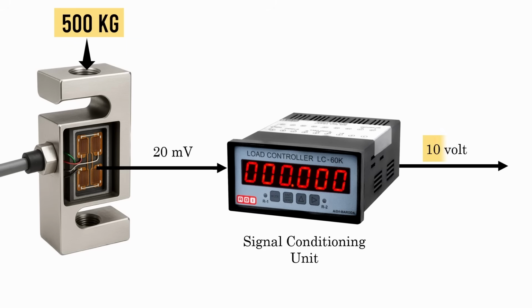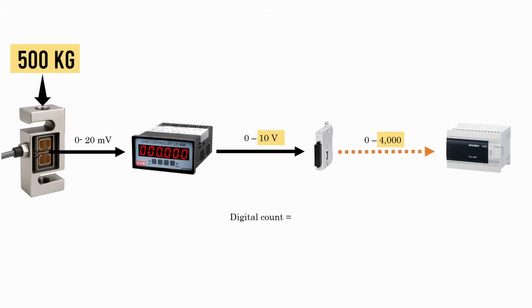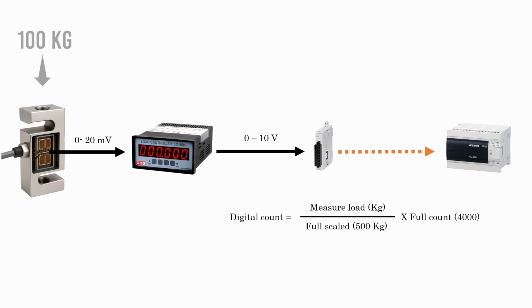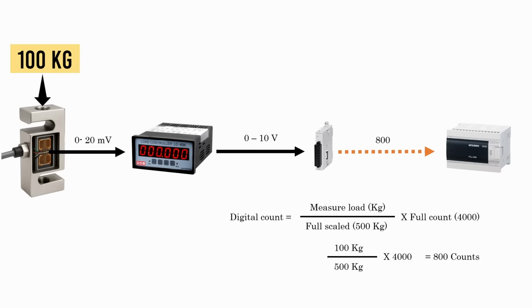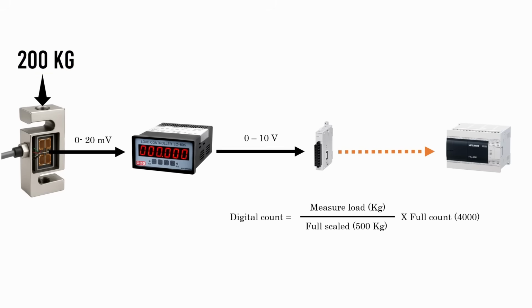Now, since 10 volt equals 500 kg, the scaling inside the PLC is simple. The digital count equals the measured load divided by the full scale load, which is 500 kg in this case, multiplied by the full scale count 4000. So if the load is 100 kg, the digital count will be 800. If the load is 200 kg, the digital count will be 1600.